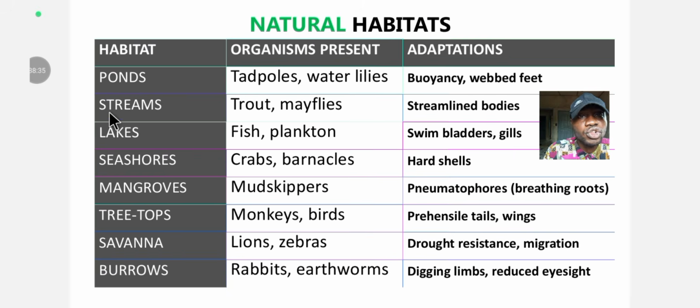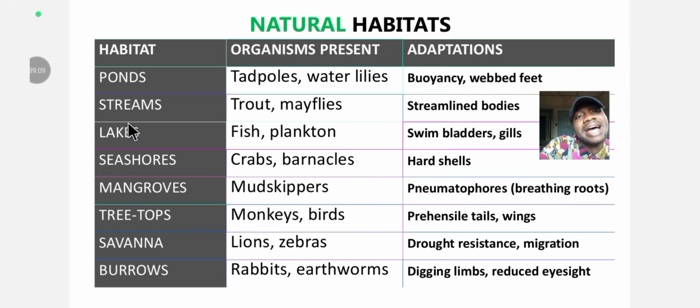The next is the streams. You know that the stream contains fresher and cleaner water as compared to ponds. So in the streams, you have organisms like trouts present in it, and you also have mayflies. And why are they adapted to the streams? Why can they survive there? Because they have a streamlined body. What's the meaning of streamline? Streamline means that the body is smooth, to reduce friction. So they can easily swim in streams.